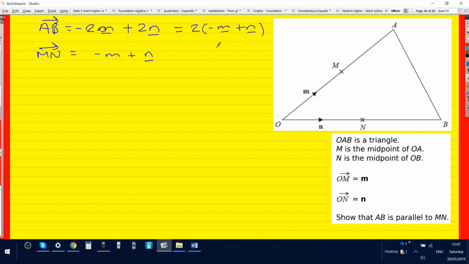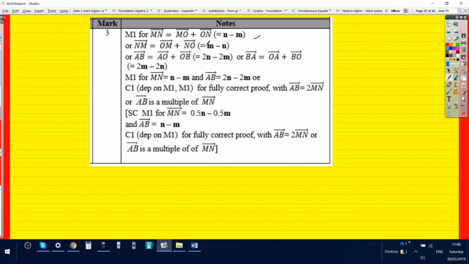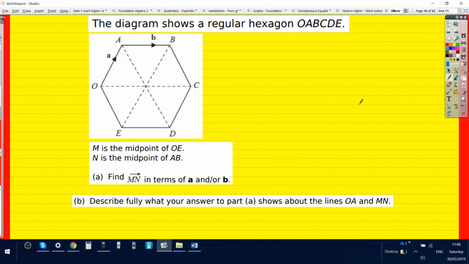Yeah, and because they're the same, they're parallel. So you just need to say something like AB is twice MN, therefore parallel. Okay. So that's fine. And then the last one was AB is equal to 2MN, or AB is a multiple of MN, something like that. Right. Okay, this one.